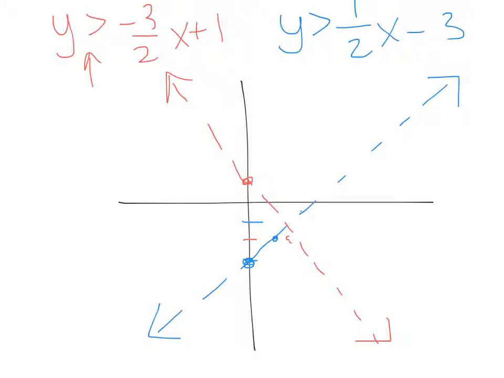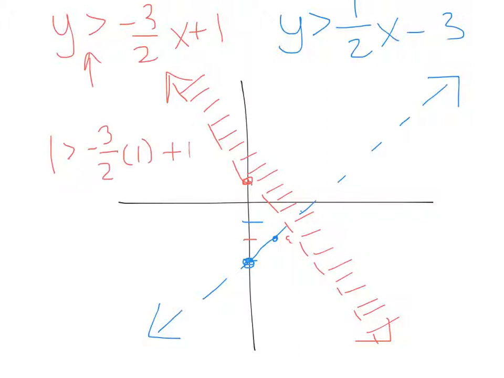Okay, now, the shading part. On the red equation, it says y is greater than, which means over here. So you can pick a point that is in the shaded region, such as, say, it looks like (1, 1) is over there. So 1 is greater than -3/2 times 1 plus 1. 1 is greater than -3/2 plus 1, so 1 is greater than -1/2. That's true, so I shaded the correct part.